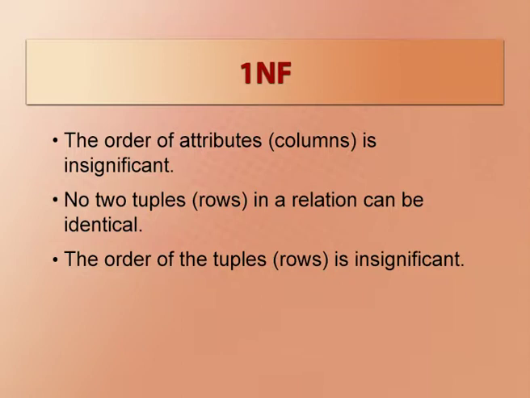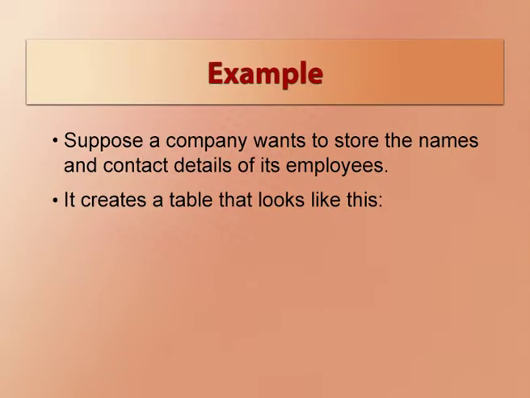Where the ename is appearing, where the e number is appearing, where the address column is appearing, that is irrelevant and insignificant. And then no two tuples in a relation can be identical, as we had told earlier also. The order of the tuples also is insignificant. The order of rows is insignificant. The order of columns is also insignificant. The only thing we have to see is that each and every column should contain an atomic value, a single value of the same type. So let us see an example over here.